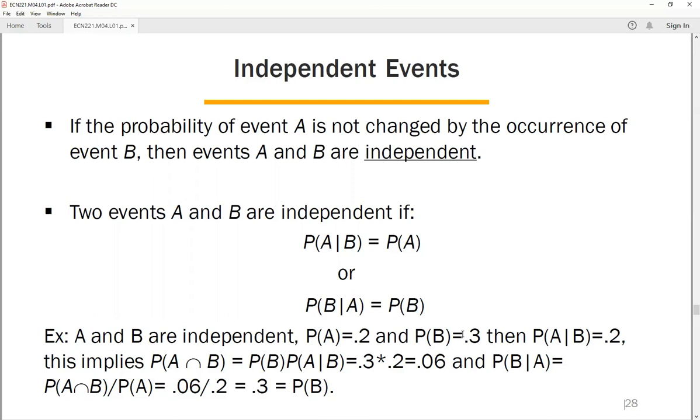So what do we know then? The probability of A is 0.2 in this example. Probability of B is 0.3. Then the probability of A given B must be 0.2. So if we're following this through, some of the things that we've seen before, what does this imply? The probability of the intersection of A and B equals the probability of B times the probability of A given B. It must equal 0.06, and so on. Okay, so this is a case here where we can have two events and the conditional probability equals the marginal probability. Then in this case, the events are independent.